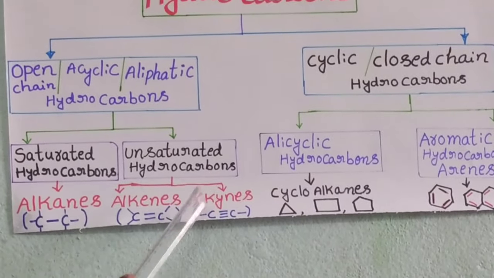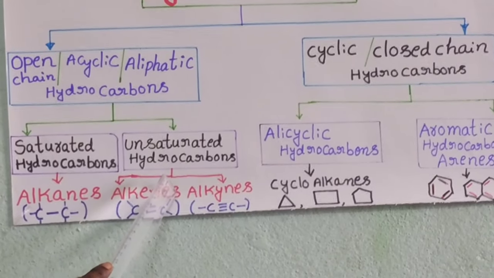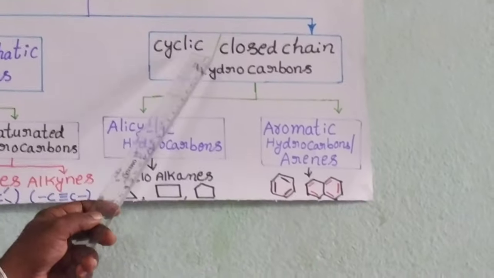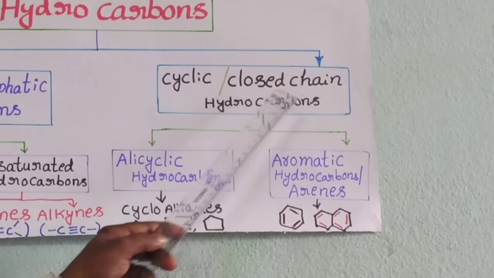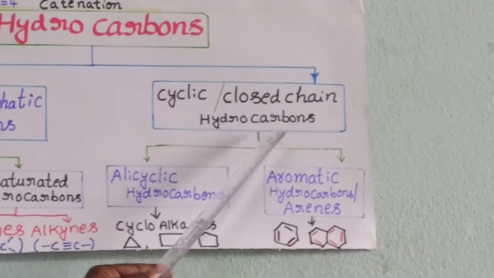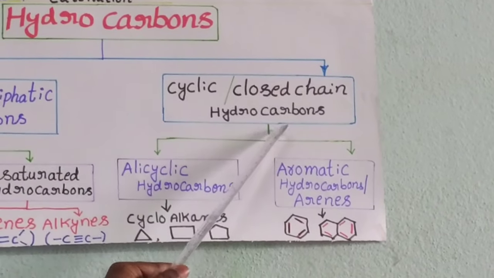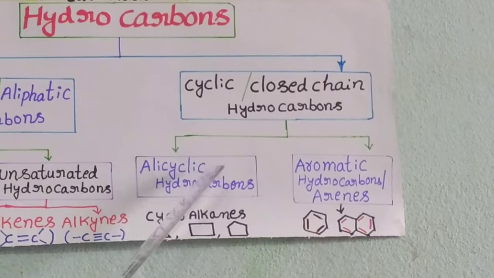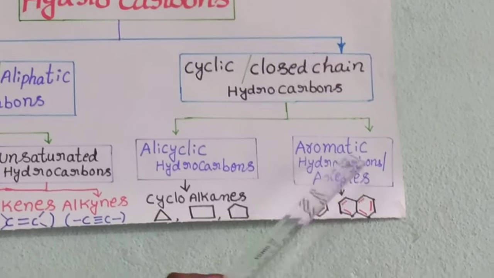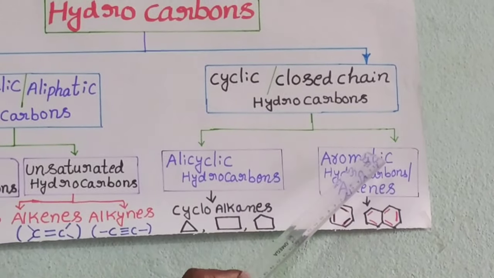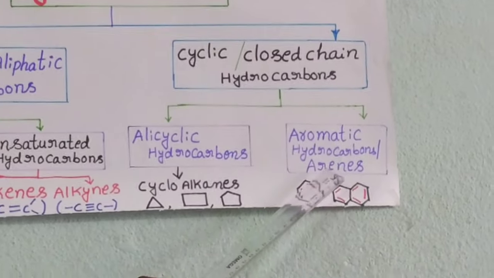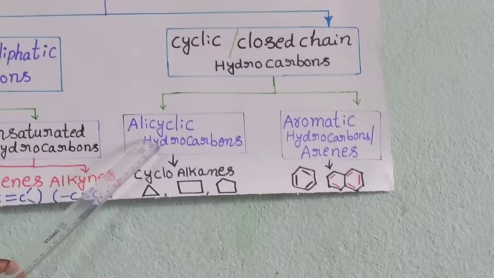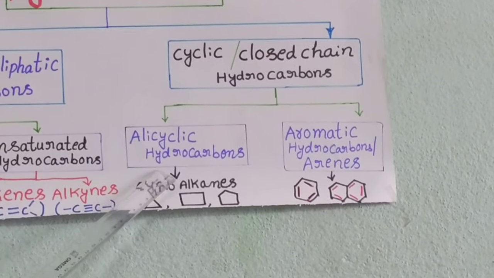Now we can discuss the classification of cyclic or closed chain hydrocarbons. The closed chain or cyclic hydrocarbons are classified into two types. They are alicyclic hydrocarbons and aromatic hydrocarbons. The aromatic hydrocarbons may also be named arenes. Now we discuss alicyclic hydrocarbons.